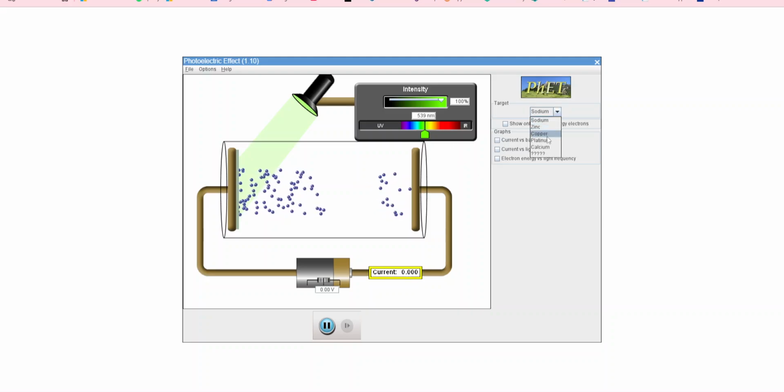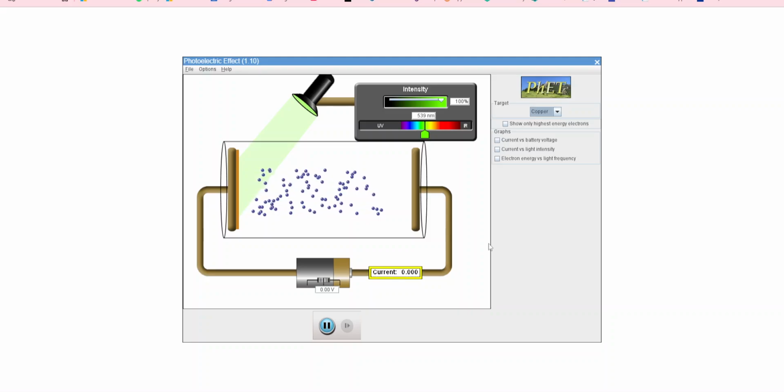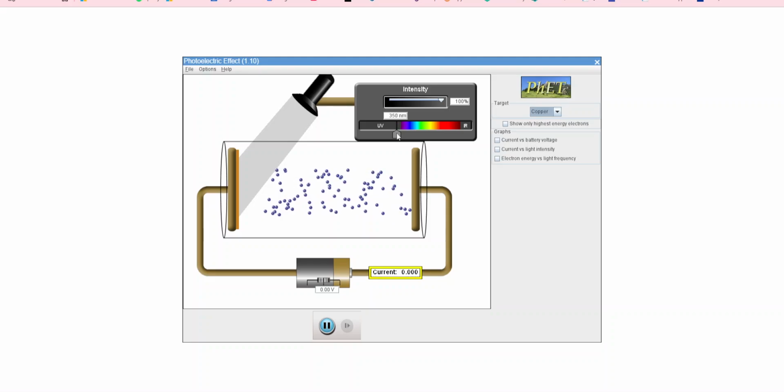Now if we switch this to copper, you're going to see that nothing is being released anymore. And that's because different metals have different work functions. So sodium has 539, but copper, I think, is going to be in the ultraviolet. Yep, we're into the ultraviolet quite far now. Oh, and somewhere over here, it is releasing some over there.